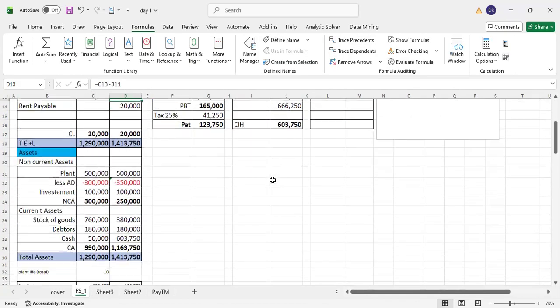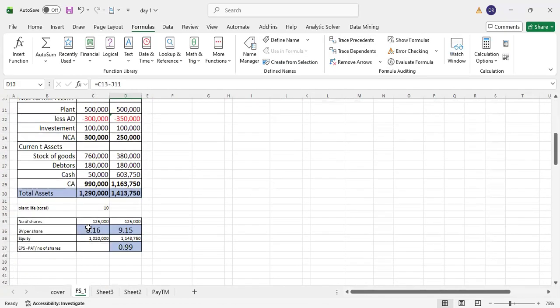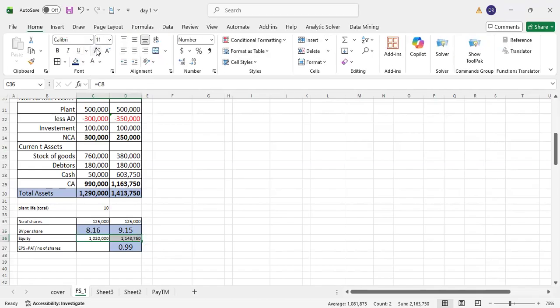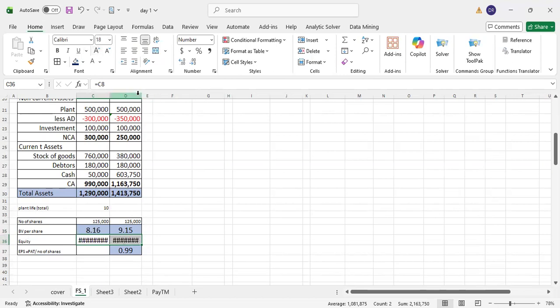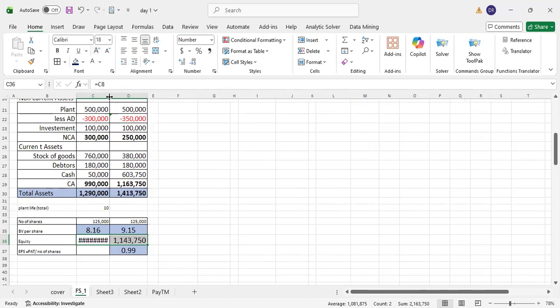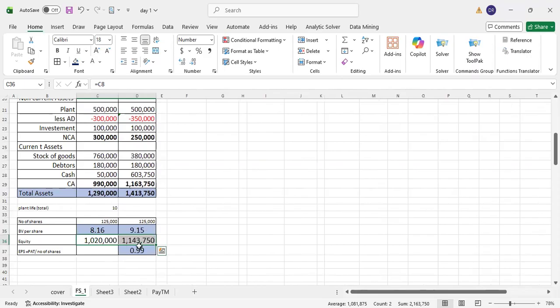And what happened to the book value per share? The book value per share has gone up from 8.16 rupees per share to 9.15 per share. Why did the book value per share go up? The book value per share has gone up because the equity has gone up. But why did the equity go up? Equity has increased because the other equity has gone up.